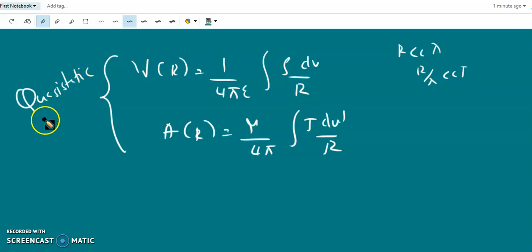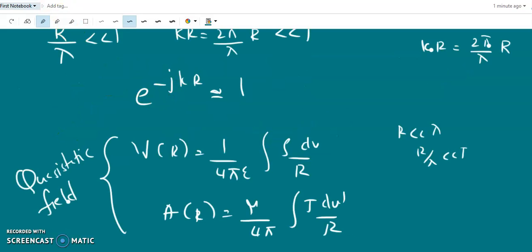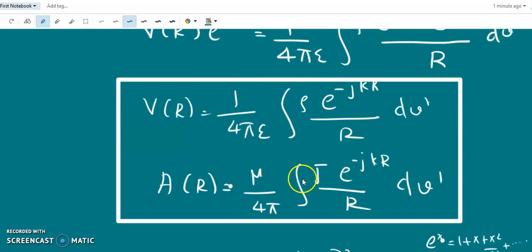So if the frequency is very small, then the wavelength is very large, and the solution of the non-homogeneous wave equation reduces to the solutions of the Poisson equations, which are the static equations. So this is called the quasi-static approximation. This is true only for very small frequencies. If the frequency is very high, we have to use these expressions to find the phasors corresponding to the scalar potential and the vector potential.